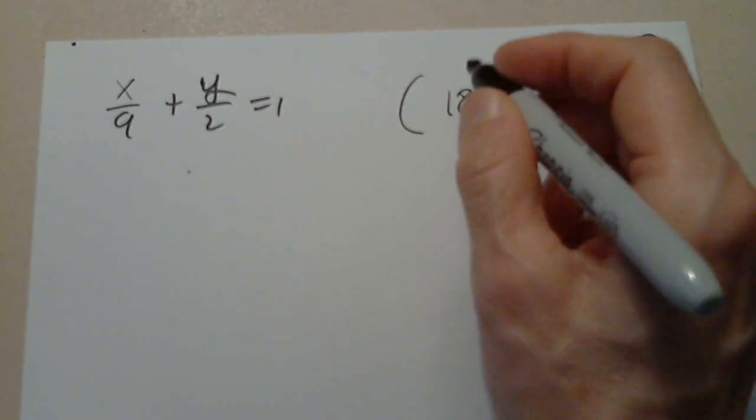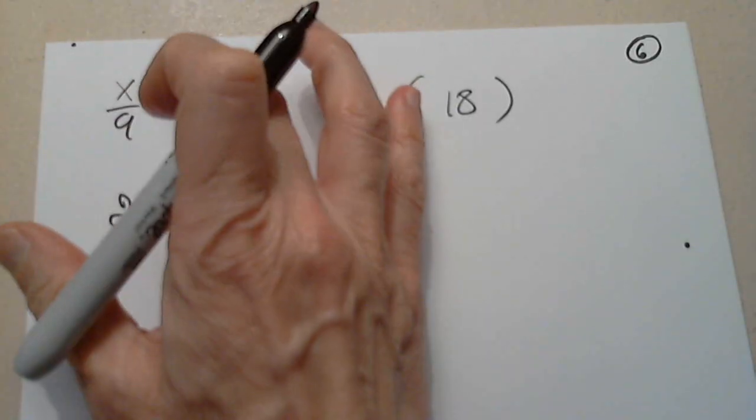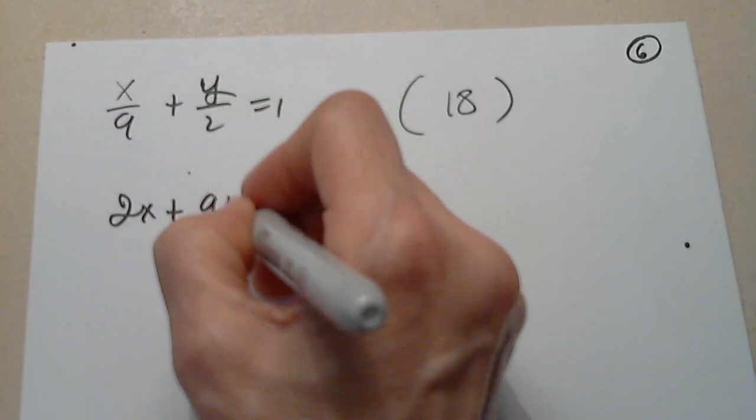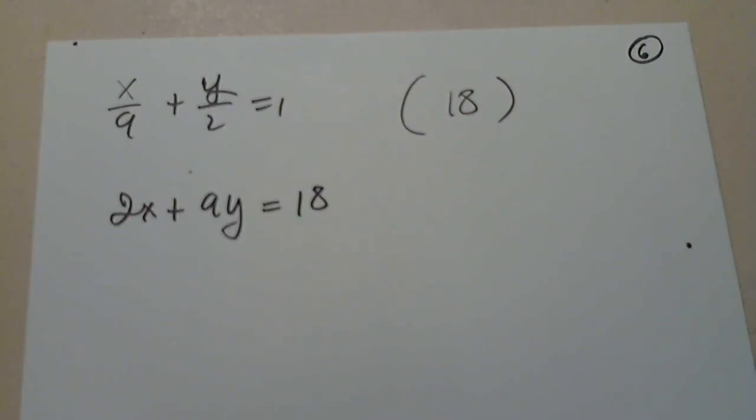Yes, it is 18. So 18 over 9 is 2x. 18 over 2 is 9y. 1 times 18 is 18. Do we understand this step? We need to multiply everything by 18. Once you say that this step is understood, we'll move on.